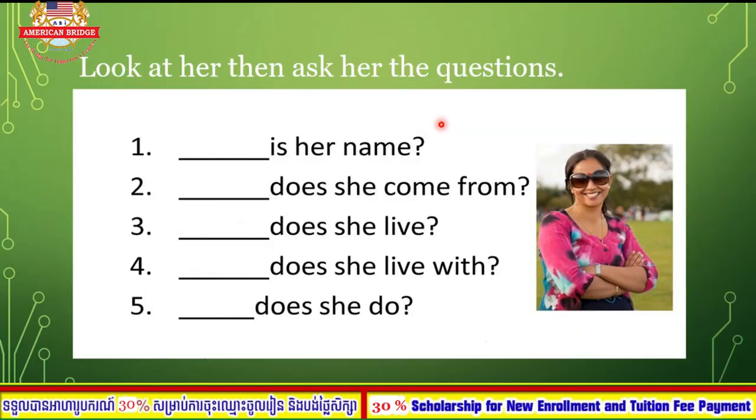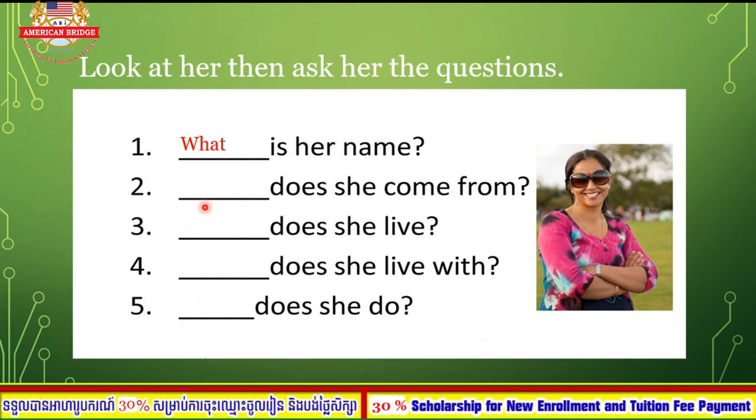Okay class, welcome back. Now look at her everyone. This is number 1, is her name. What WH word should we put here, everyone? Maybe this is to know about information, right? So when we want to know about the information of something or someone, what WH word do we use? Yes, we use what. So what here asks for information. What is her name? Again, what is her name? Great.